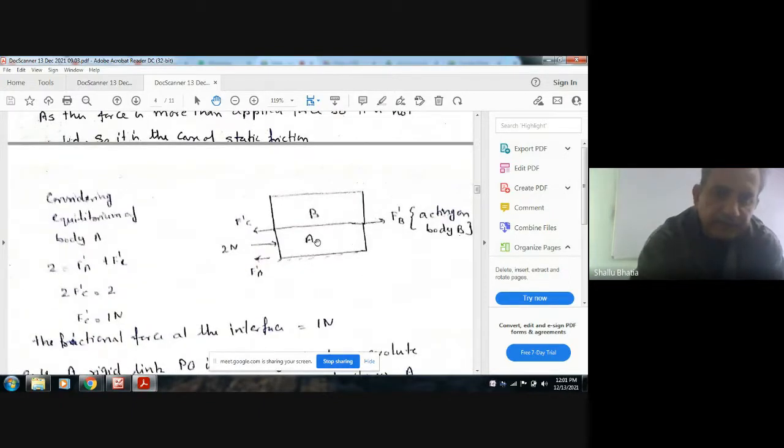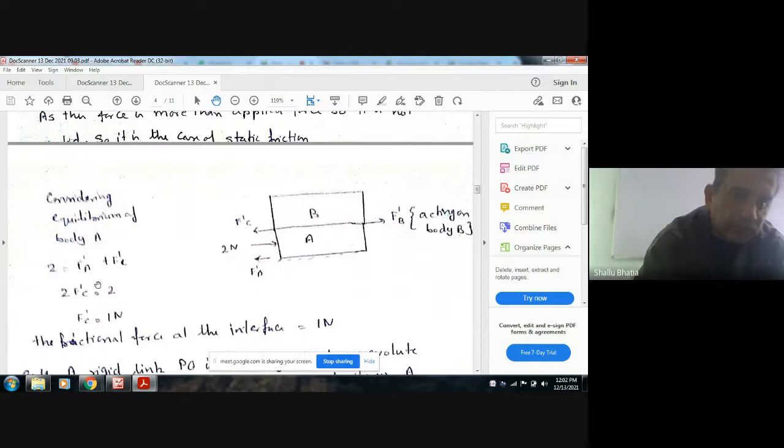Now, when we consider bodies A and B, the force is acting on body A, and there is no movement of body A. Then F dash C will be the force of friction on body A due to B, and F dash B will be the force of friction on body B due to A, and F dash A will be the force of friction due to the floor on body A. So the net force of friction on body A is F dash A plus F dash C. As it is a case of static friction, the static friction will be equal to the applied force.